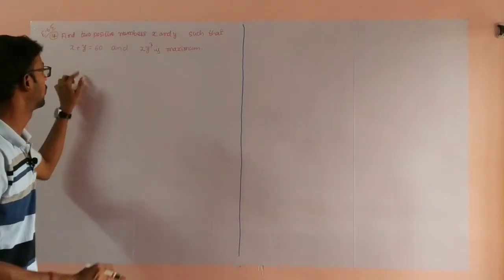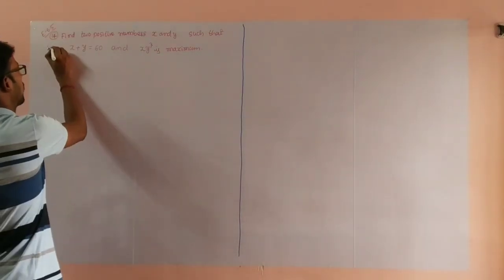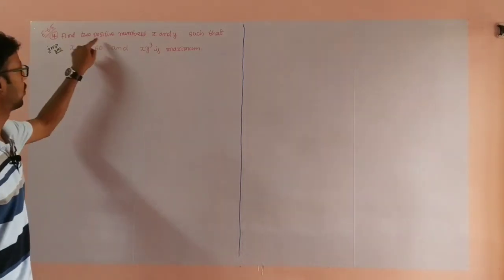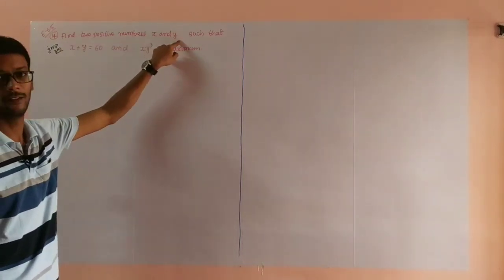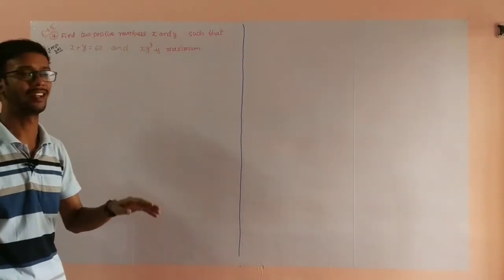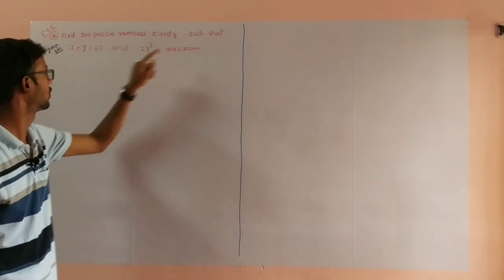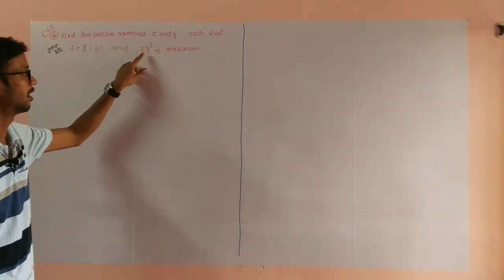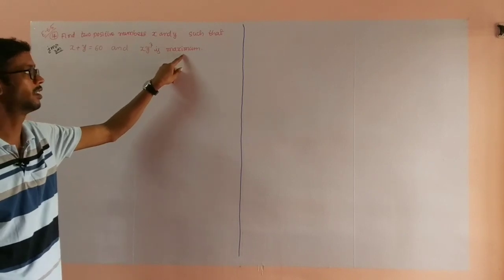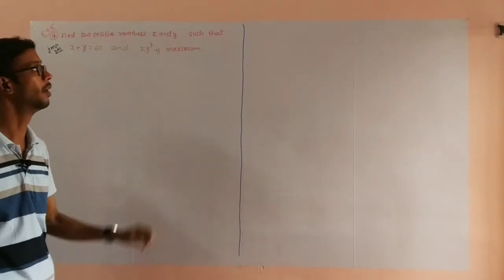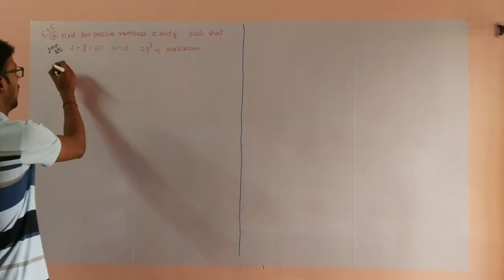Next, problem number 14. This is also important for 3 marks. Find the two positive numbers x and y. X and y, they are only given, no need to take 'let the required numbers be x and y'. They are given such that the sum of the two numbers x plus y is equal to 60 and xy cube is maximum. This is a function. This function should be maximum. X and y values we have to find.